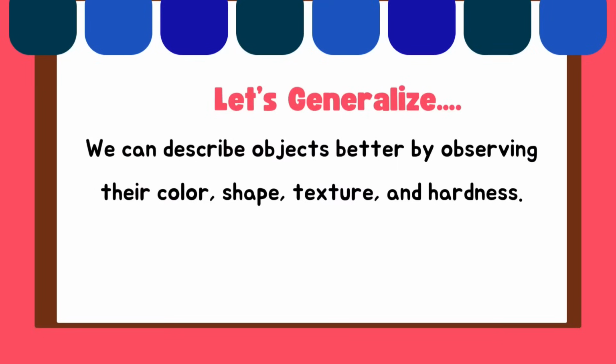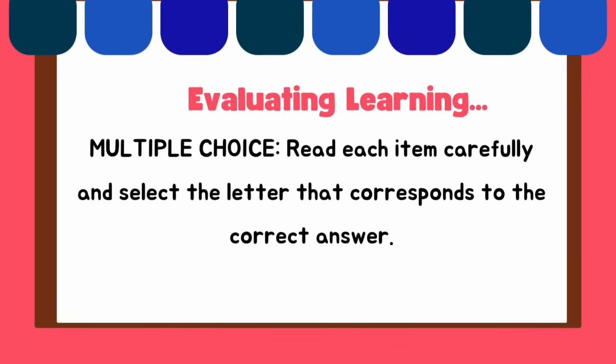Remember that we can describe objects better by observing their color, shape, texture, and hardness. Now, students, read each item carefully and select the letter that corresponds to the correct answer.